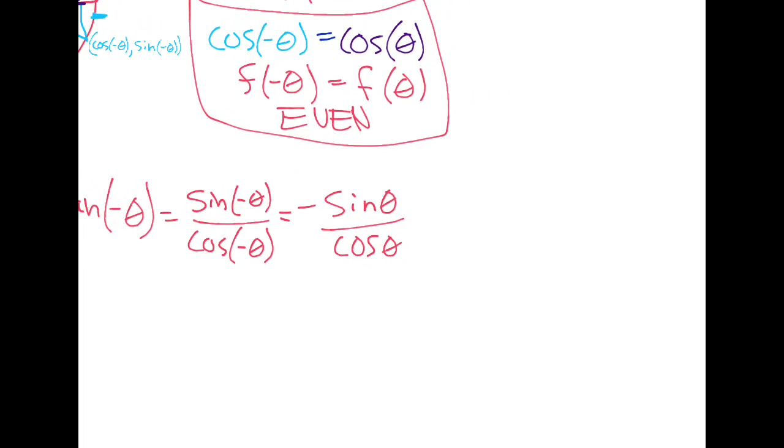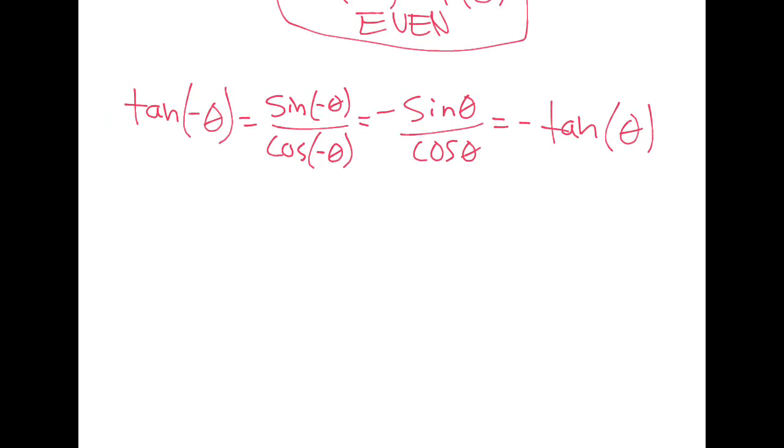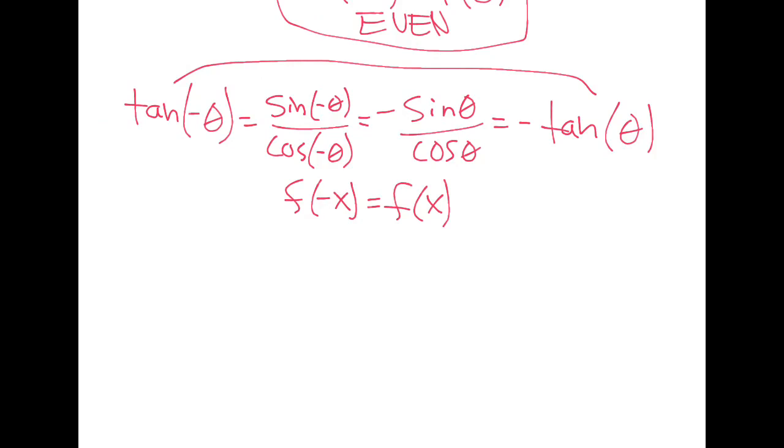And what do I have? I have negative sine theta over cosine theta. Well, that's negative tan of theta. And again, that's the definition of an odd function. F of negative x equals negative f of x, and so tangent is also odd.